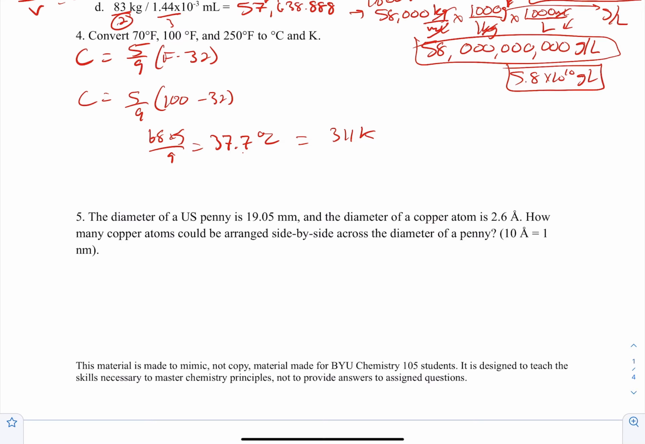Okay. Lastly, we'll just do the one for 250 here, so 250. Okay, and that one ends up being what? 218 times 5. Divided by 9, and then we end up getting 121.11 degrees Celsius, and then just add 273. All right, so pretty straightforward. Hopefully that's not too complicated. All right, on to number 5.